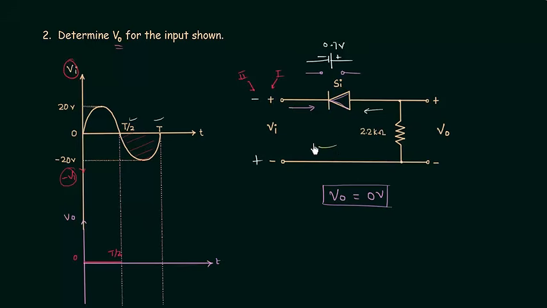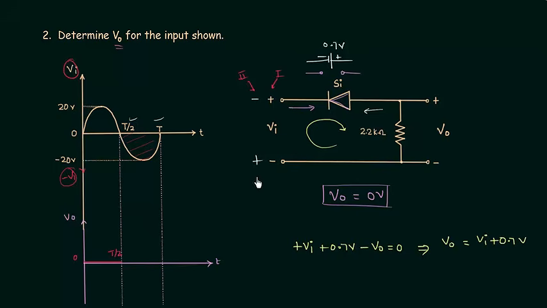The direction of current will be clockwise from plus to minus. So we have plus of Vi plus of 0.7 volts plus of 0.7 volts, then we have minus of VO equal to 0. This implies the output voltage is equal to Vi plus 0.7 volts.